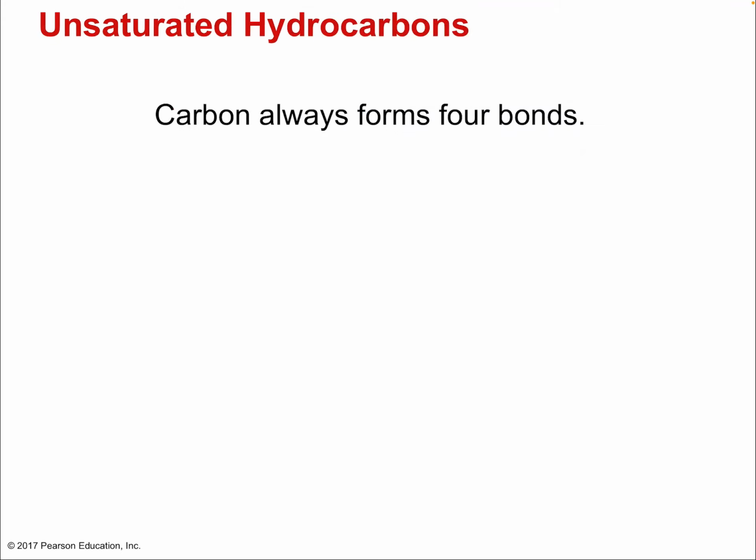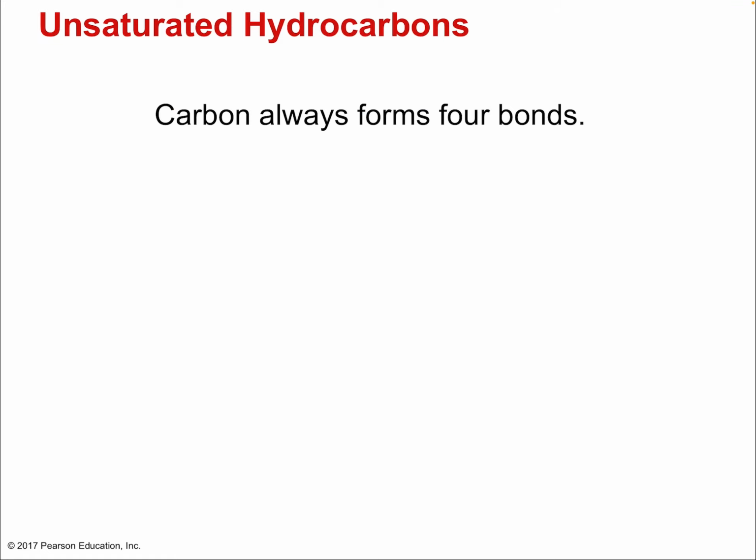Now, an unsaturated hydrocarbon is a specific case where there are other bonds between carbons that aren't single covalent bonds. Okay? What do I mean by that? Let's see. So what we're going to define here is an unsaturated hydrocarbon. At this point, we've only been talking about saturated hydrocarbons. I'll repeat the difference between the two in a minute, okay?